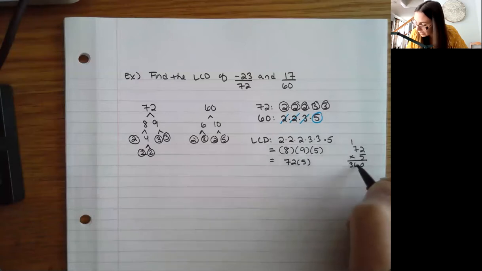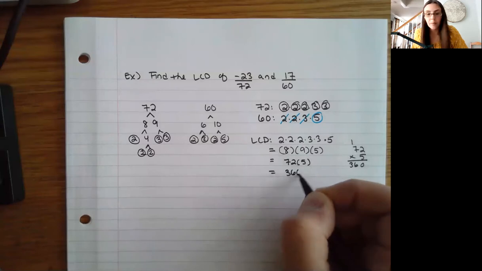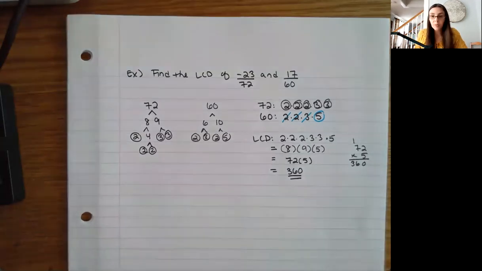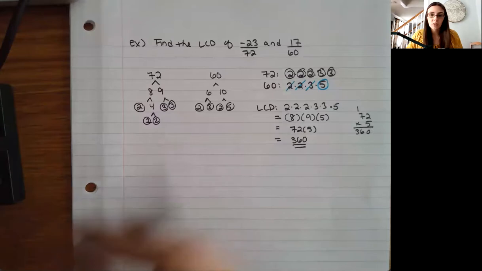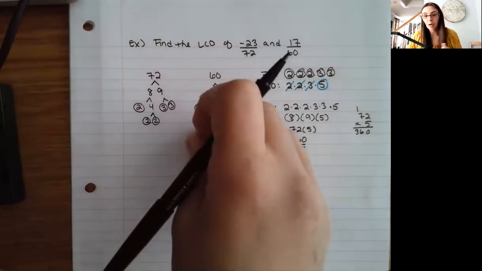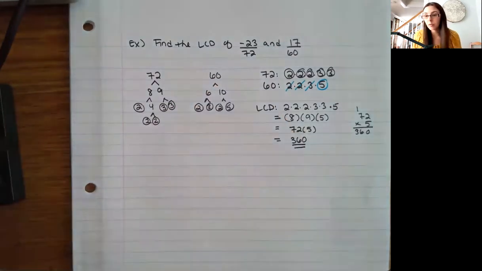Which is 360. So that would be my LCD in this case. The smallest possible value that I can get to put these two denominators and make them the same is going to be 360. So the prime factorization strategy, although it's not my favorite, I'm not going to lie, I really prefer the multiples one, is very good when you have large numbers. It just gets to be really too cumbersome sometimes to try to go through all of these.